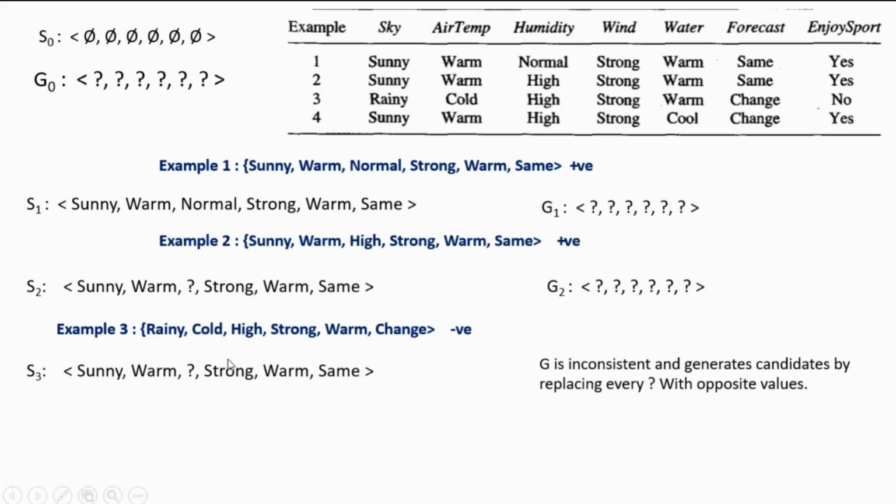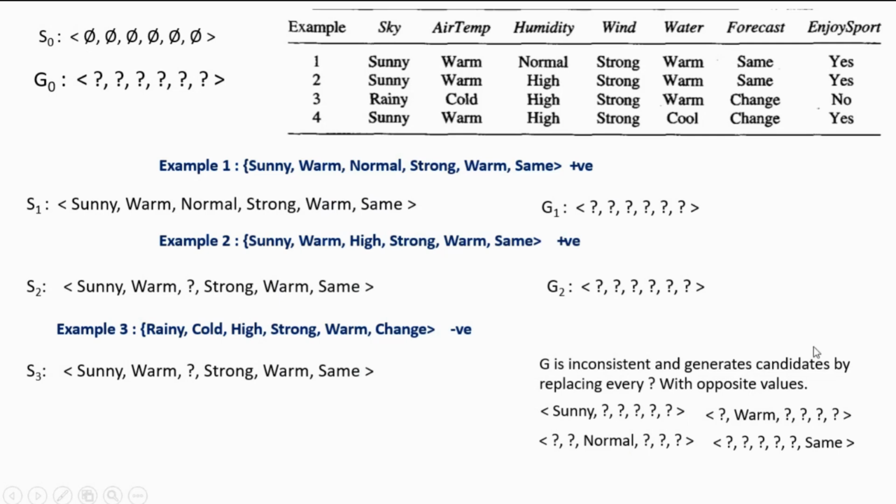G3 now started generating candidates for example 3. The first candidate will be the one considering the first attribute, right? So here in G2, the first attribute is question mark. In example 3, it is rainy. Substitute with the alternative, that is the opposite value. So the candidate generated is sunny with all others question marks. Next, the second attribute is question mark, but in example 3 it is cold. So the opposite is warm. And the third attribute is question mark. In the example, it is high. So the opposite is normal.